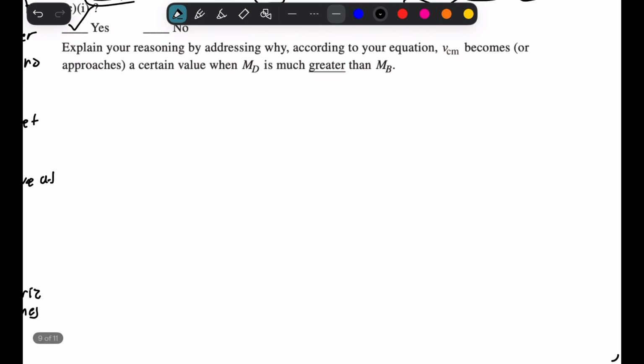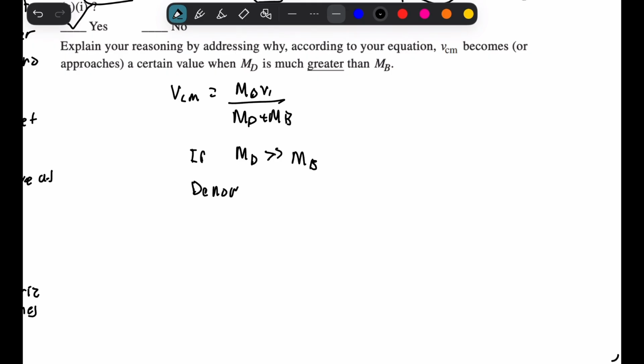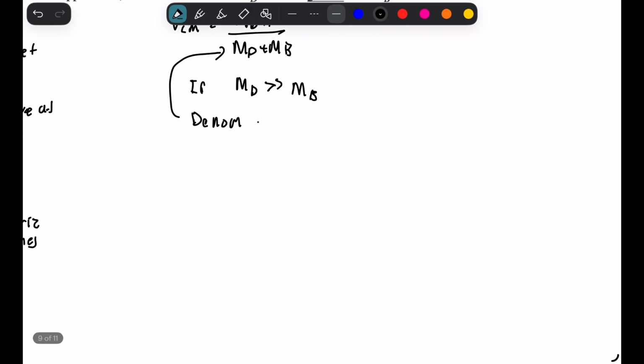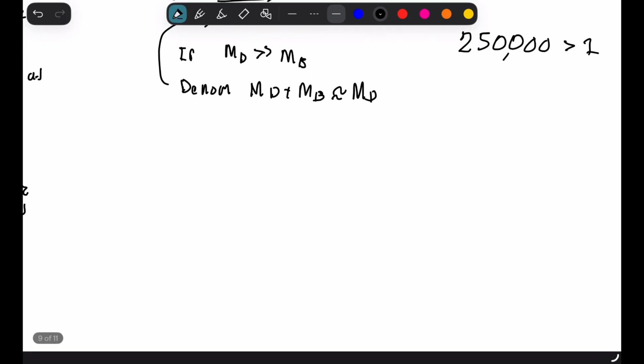Yes. Well, that's because for us, we have our V center of mass we just found, right? What is this? MD V1 over MD plus MB, right? So if we have that MD is much, much greater than MB, that means the denominator inside of our equation, MD plus MB, is going to be approximately closer to the value of MD, because that's going to dominate. Like imagine you had 2,500,000 and you had 1. Well, which one's going to be closer? It's going to be the big number.